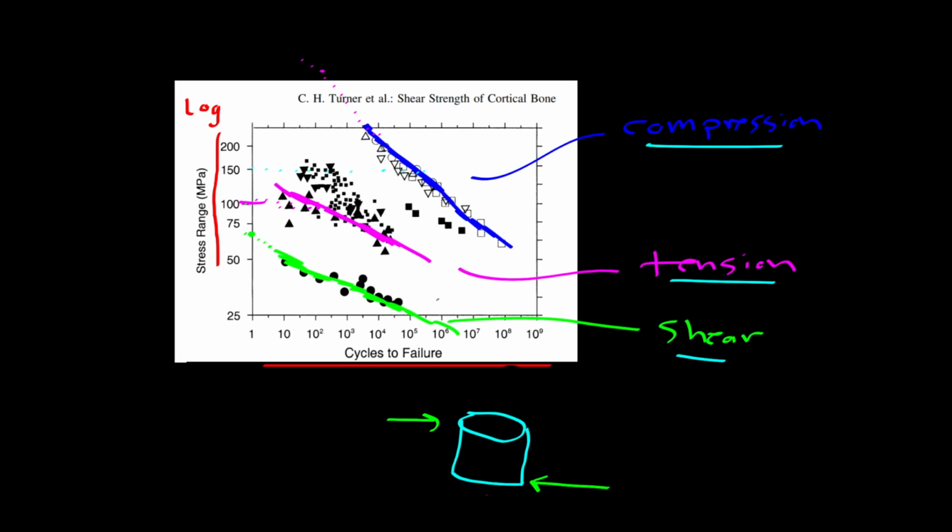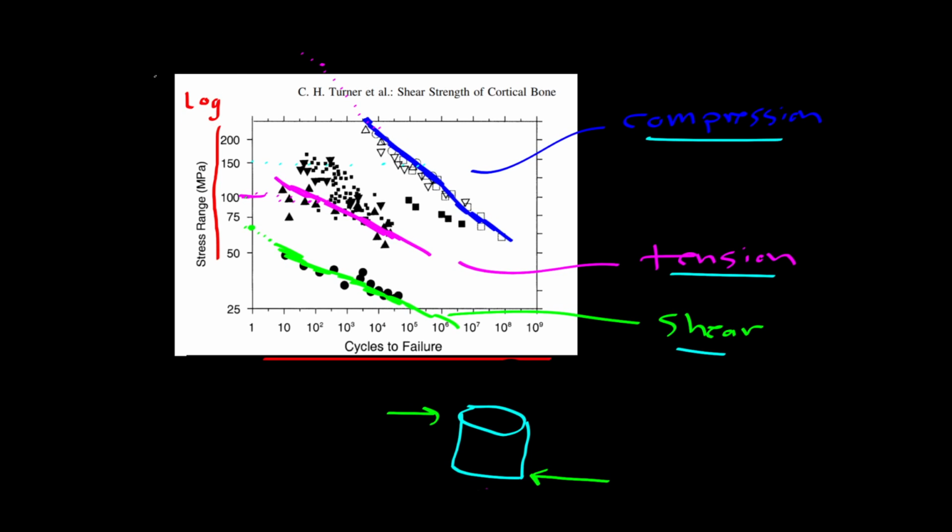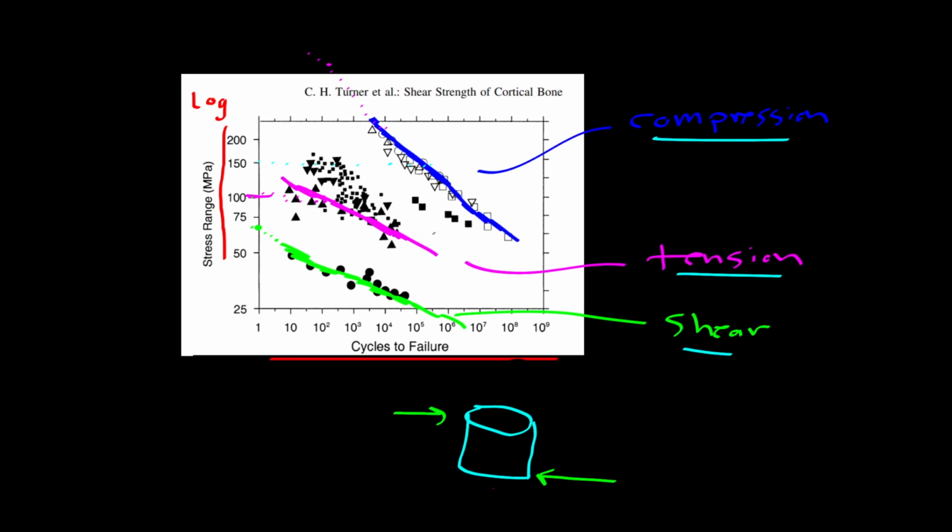So I thought this was pretty cool, and I wanted to also introduce the idea of sometimes you'll see people doing a log scale on the y-axis as well. But this is an SN curve for an actual sample of biological tissue, and I thought it might be interesting to see.